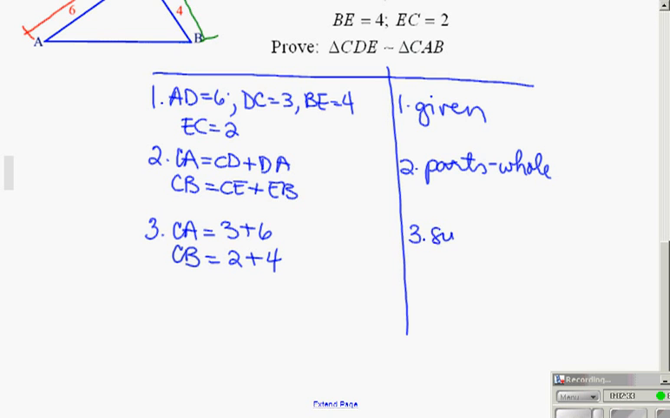That is by substitution. While it's tempting, we can't add those in the same step that we're substituting. Remember, one step per line. So CA is equal to 9, and CB is equal to 6, and I can do that by addition.